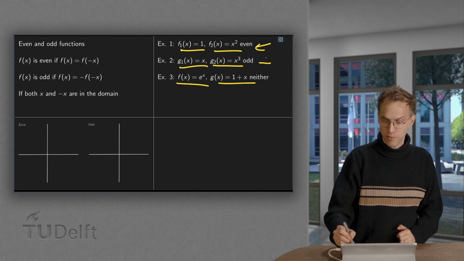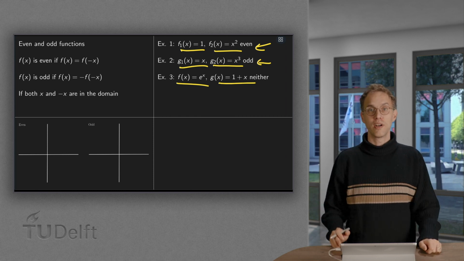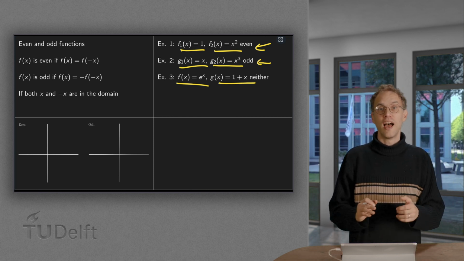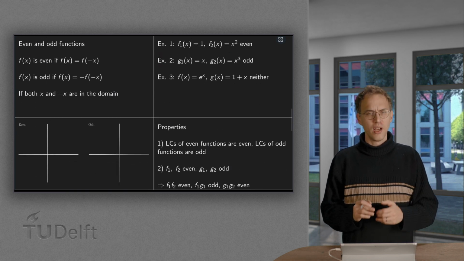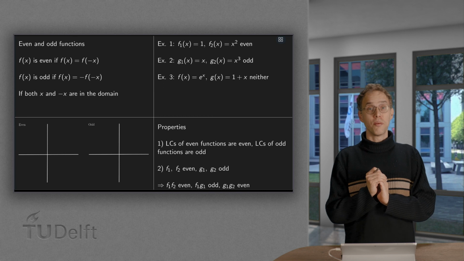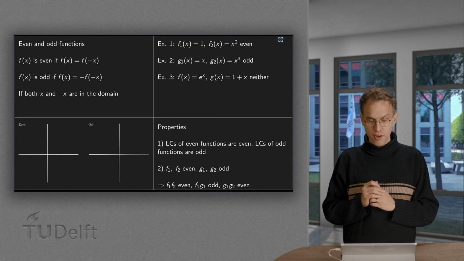And here we have x to the power 1, x to the power 3, x to the power 5. X to some odd power is an odd function, hence the name. Now we have some useful properties. You probably saw them already in some more basic calculus course, so I just repeat them over here.